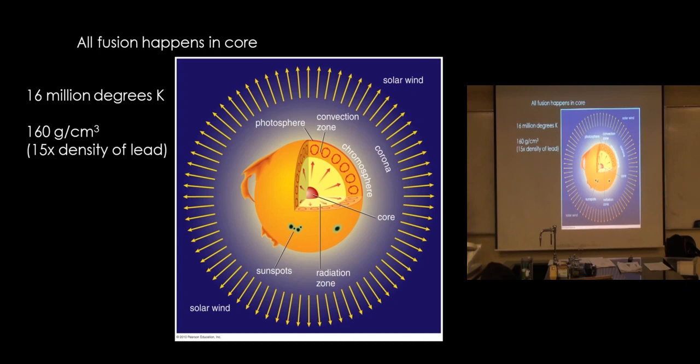So the core, that is the absolute center of the star. The core is where fusion happens. The core is, for our star at least, 16 million degrees Kelvin, so that's pretty big. You can ask how on earth people know that.